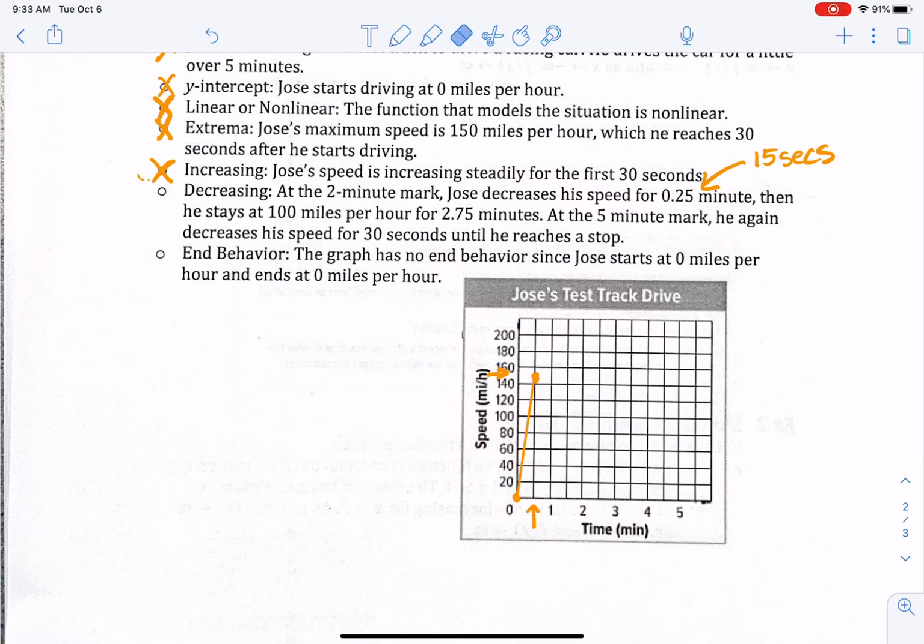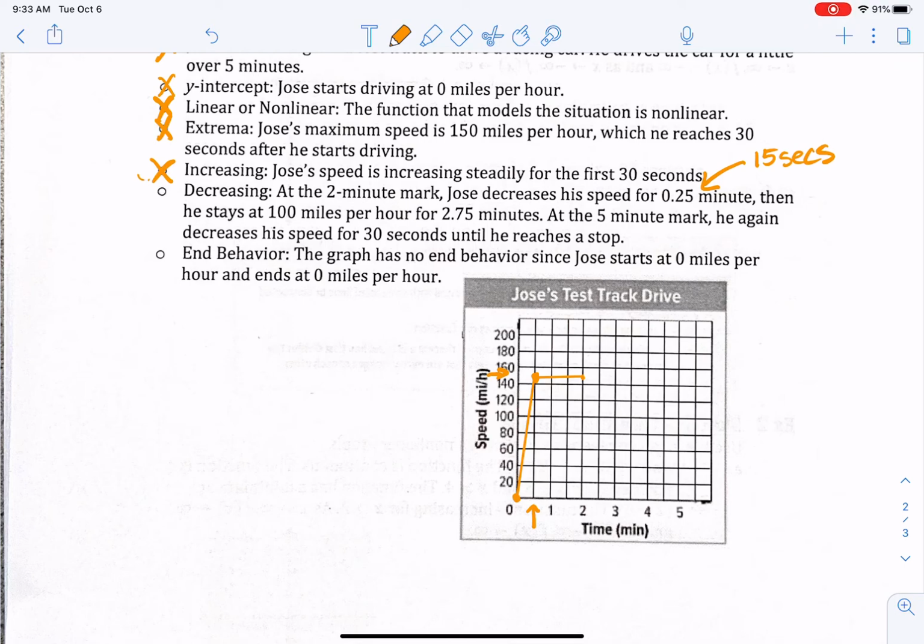So at the 2-minute mark, what's he doing until he gets to the 2-minute mark? He's probably staying at 150 miles per hour. So I'm going to put a dot right here at the 2-minute mark, and he's going to stay at 150 for those 2 minutes. Okay, that line doesn't look very straight, but make a straight line until we get to 2 minutes. And so at the 2-minute mark, he decreases his speed for 15 seconds to 100 miles per hour.